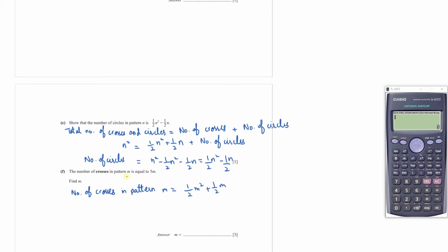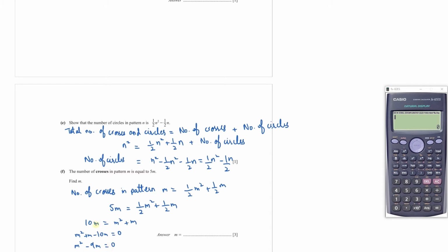And here you're given that this number of crosses is how much? 5m. So you'll substitute 5m here, and you will get an equation in m, and you can solve this to find the value of m. So let me just multiply it by 2 on both sides so I can get rid of these fractions. If I multiply by 2 on both sides, I will get 10m equals m squared plus m. If I bring this 10m to this side, I will get m squared plus m minus 10m equals 0, and this will be m squared minus 9m equals 0.